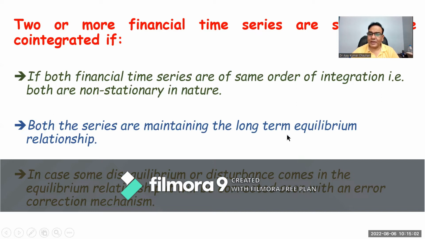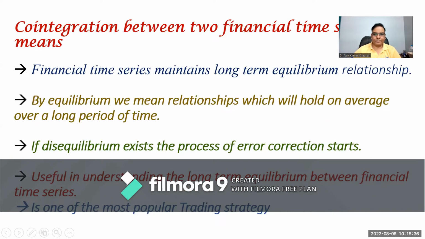Both the series are maintaining the long-term equilibrium relationship. And how this long-term equilibrium relationship is defined is that in case some disequilibrium or disturbance comes into the equilibrium relationship, it will be corrected soon with an error correction mechanism. And because of this error correction mechanism, the relationship will continue.